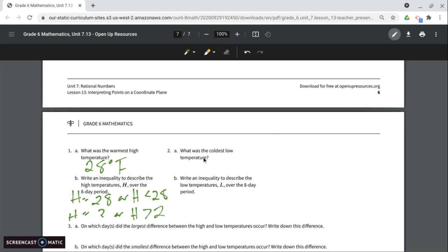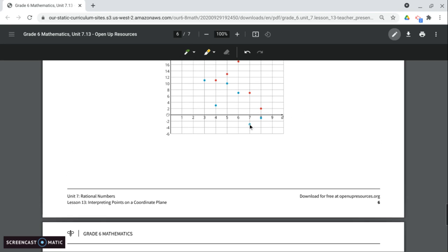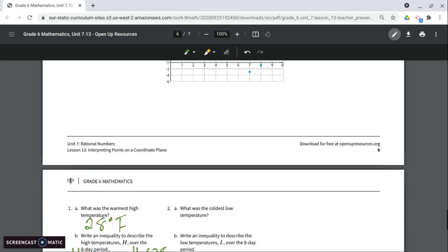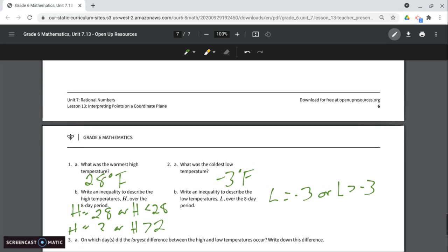All right, so what's the coldest low temperature? Well, it looks like it's right here at -3 on day 7. So -3 degrees on day 7. So now we want to write an inequality to describe the low temperatures. So we know the lowest low is -3, or a low temperature greater than -3, because that was the lowest.